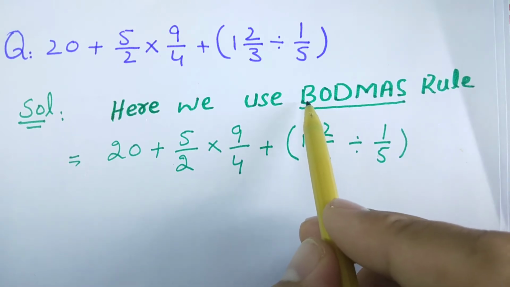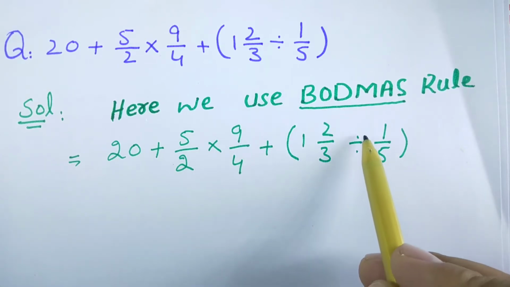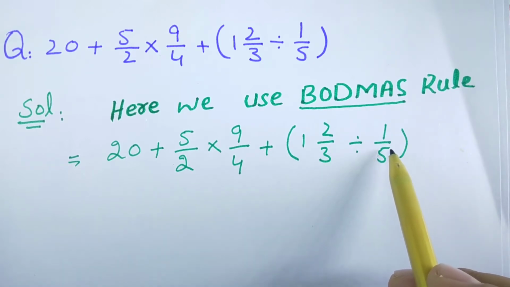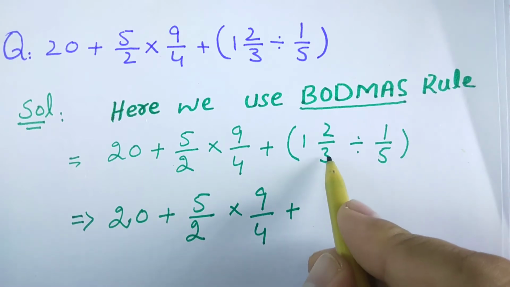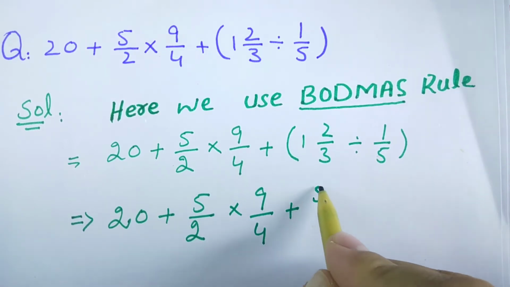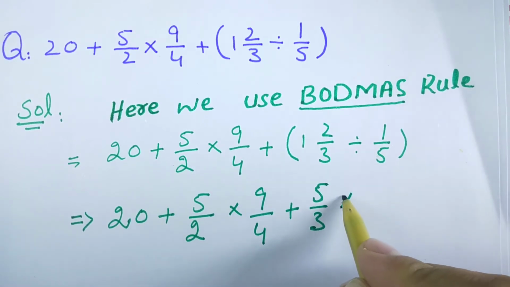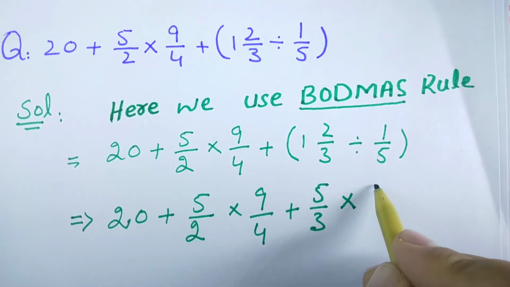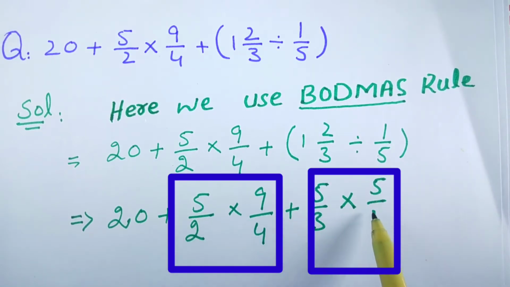Now first of all, the BODMAS rule says first do brackets, so we change the dividing sign into multiplying, and 1 over 5 is inverted to 5 by 1. Same here: 3 ones are 3 plus 2 is 5 by 3, and the dividing sign changes into multiplying, 1 over 5 becomes 5 by 1. Now we can do both these multiplications at a time.